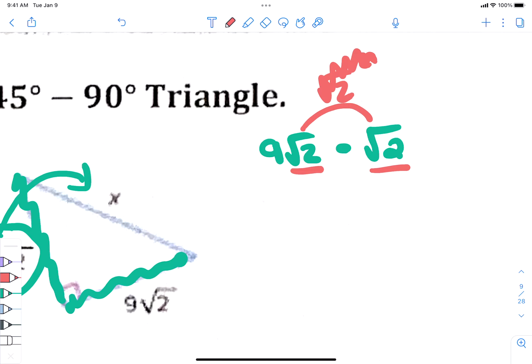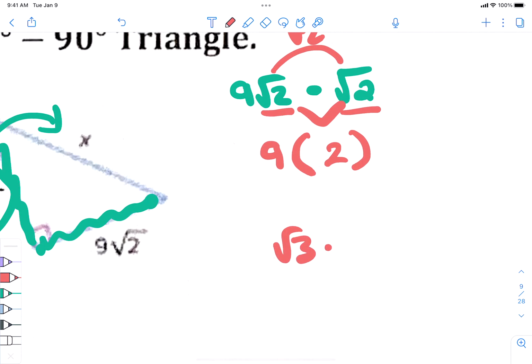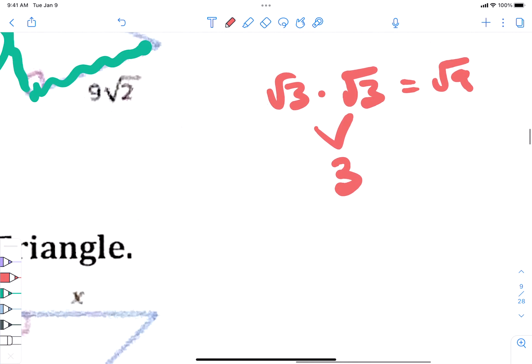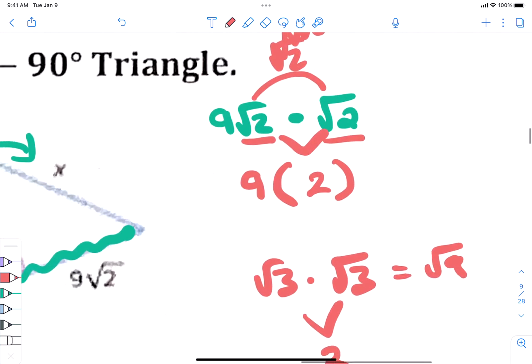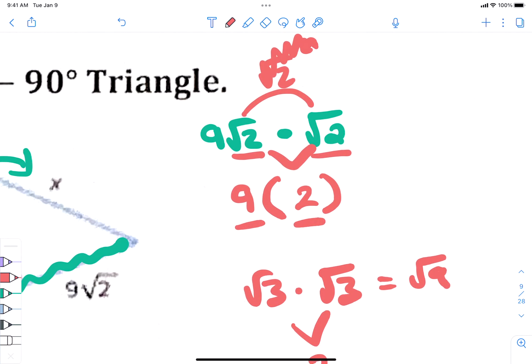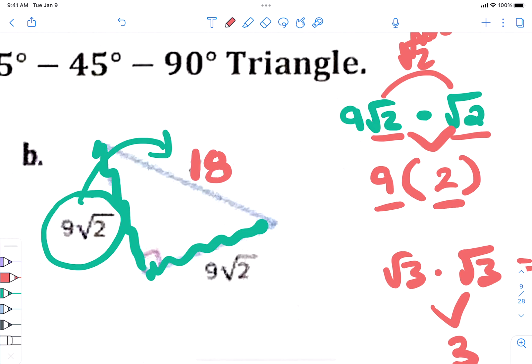So anytime you take the square root of something times itself, it just comes out of the square root. So this is just 9 times 2. The square root of 2 times the square root of 2 is just 2, right? If you have the square root of 3 times the square root of 3, it is just 3, right? You could write it as the square root of 9, which is just 3. What about the square root of 12 times the square root of 12? It's just 12, right? Anytime you take a square root times itself, it just pops out of the square root because it's like the square root squared and it goes away. So this is really 9 times 2, which is 18. So this side is going to be 18.